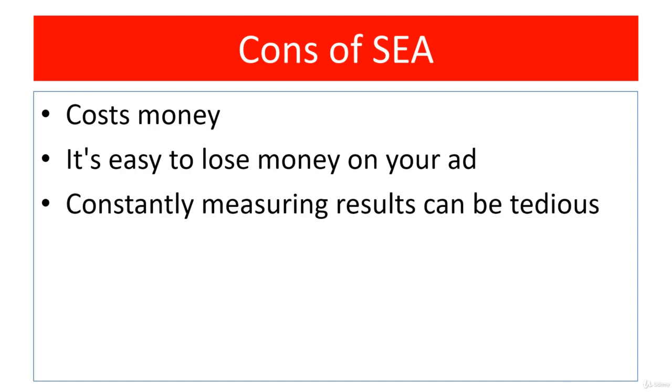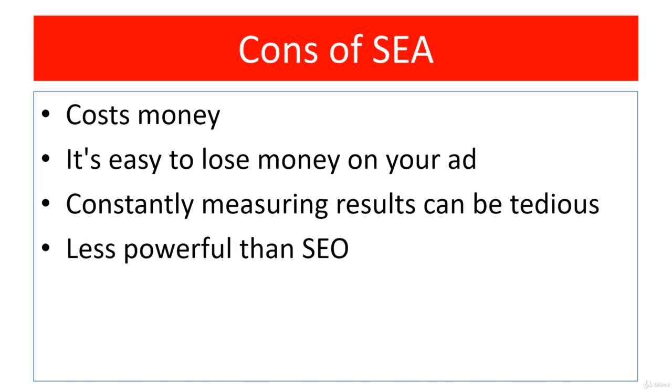Constantly measuring ad results can be tedious. You have to constantly monitor how many people click on your ad, how many orders your ads generated, and you need to A/B test different ads to see which one works best. Many folks don't always enjoy doing this type of stuff. And it's also less powerful than SEO. As we just saw, 70 to 80% of all searchers ignore paid ads and focus only on the free organic results.